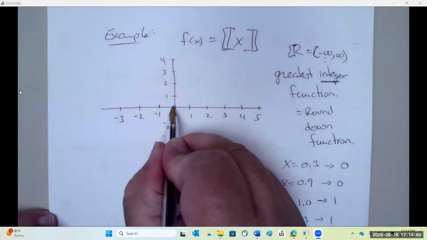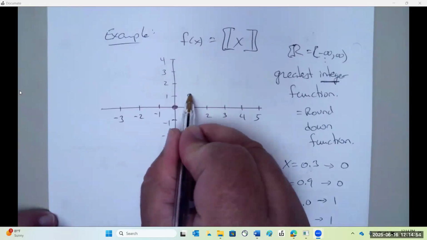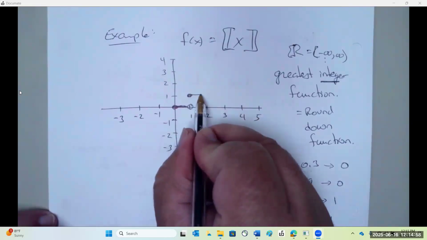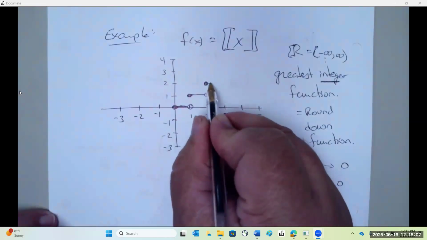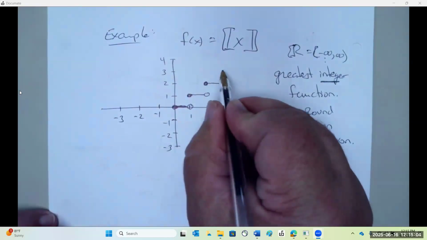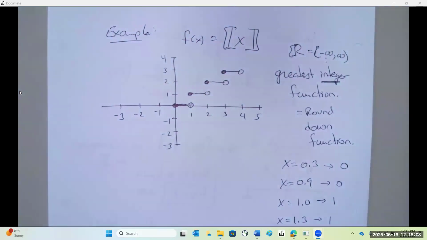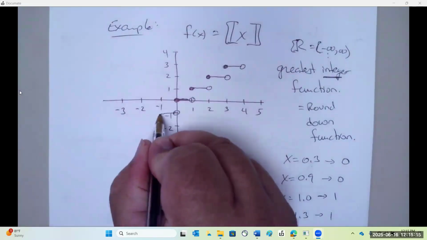So at 0, it's 0. At 1.0, it jumps up. So all these exist. At 2, it jumps to 2. And so on and so forth. It's also called the stair-step function. You keep the same pattern going down into the negatives.